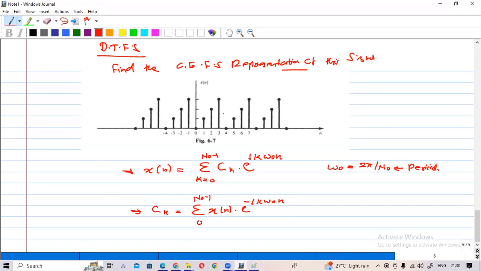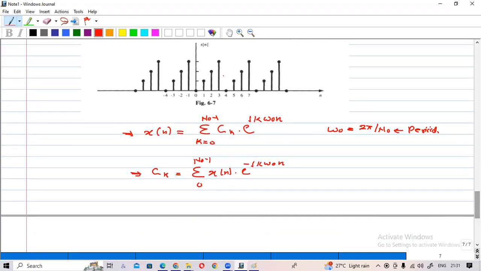So can you try to take 5 minutes and think how we can do this? First of all, what you have to do is find the N naught. And what is the N naught for this signal? That is the first thing you should understand. What is the fundamental period for this signal? Tell me what is the N naught?